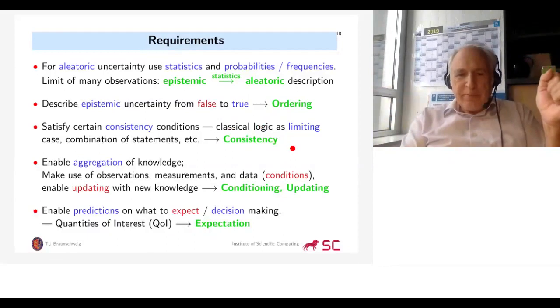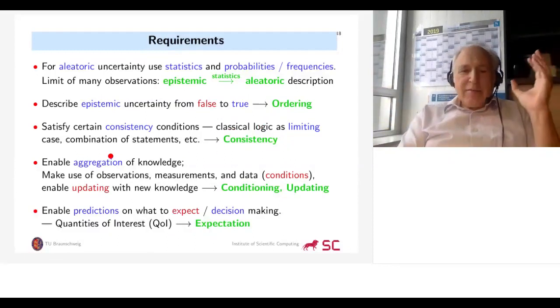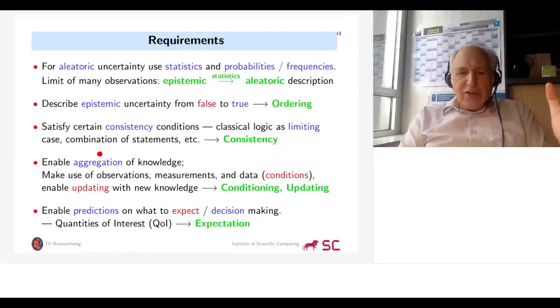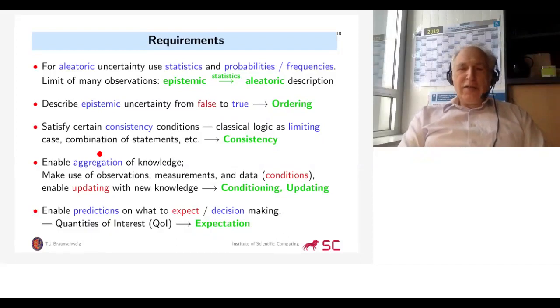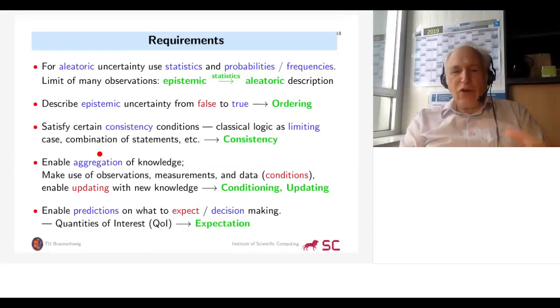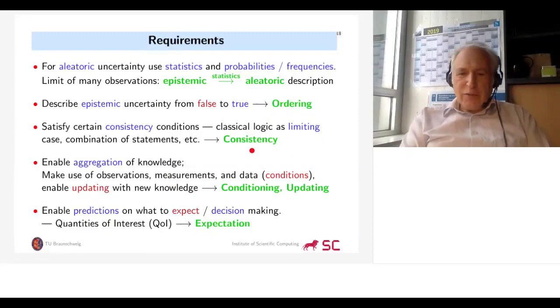And we want to be able to aggregate knowledge. If we make observations or we have received new pieces of data or information, we want to be able to incorporate this in our description. So we learn of new conditions, and this is why it is called conditioning or updating. We want to be able to do this with our description.